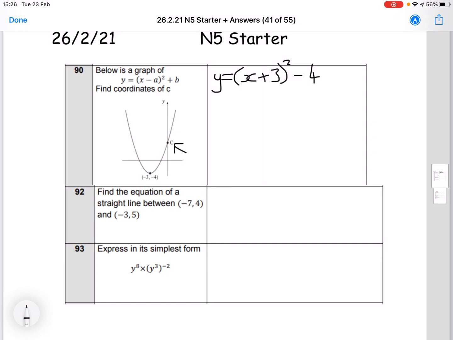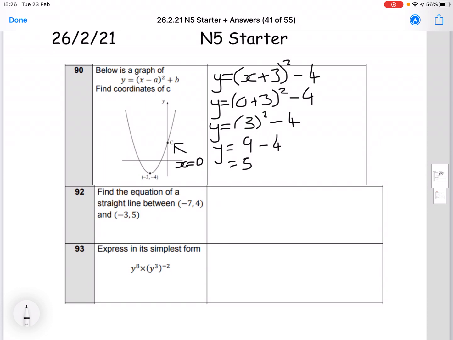So the point C, what do we know about this point? We know the x coordinate is 0 at this point because it's on the y-axis. So if we swap 0 for x, we'll get (0 + 3) squared minus 4. So y equals 3 squared minus 4. So that will be 9 minus 4, which is 5. So that point C is 0, 5.